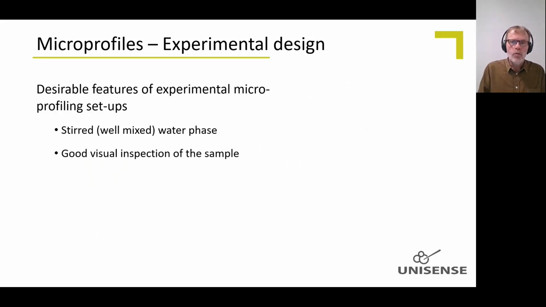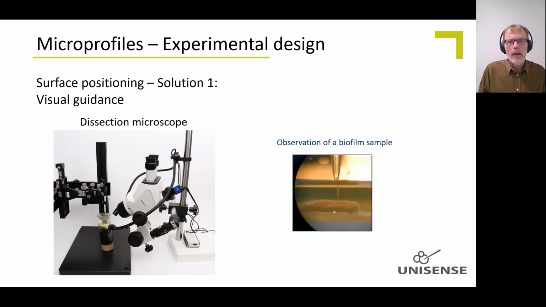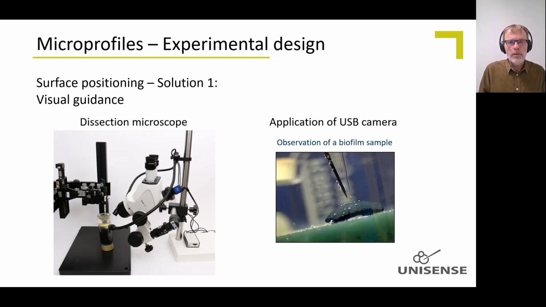Then you also need to know where you're measuring, whether you're in the sediment or not. One way to go is, of course, a visual observation through a dissection microscope like this. This is actually a setup we sell that is excellent for working here. It has a long focal distance and a very sharp picture. It has a camera, and you can collect pictures in the Unisense software using this microscope.